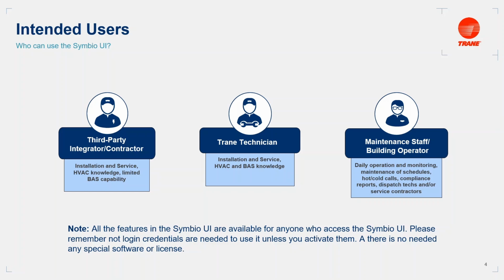Maintenance staff or a building operator can review alarms, diagnostics, and can create and support data logs, for example. This is an important note. All the features in the Symbio UI are available for anyone who accesses the Symbio UI. Please remember, no login credentials are needed to use it unless you activate them. And also, there is no need for any special software or license to use the Symbio UI.